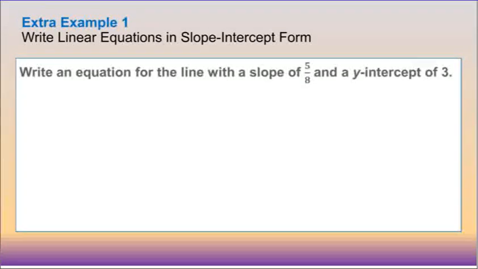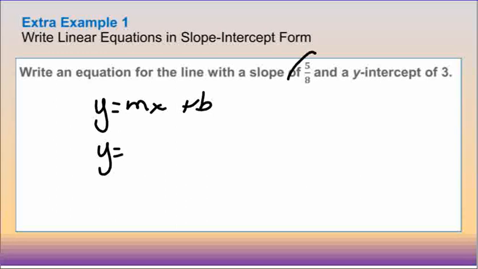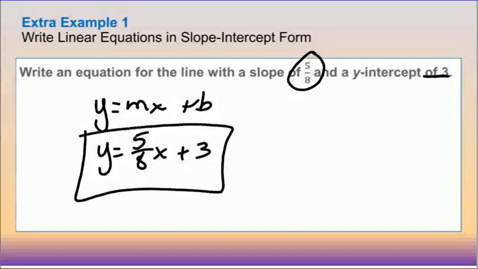Another example, write the equation of this line. So we have y equals mx plus b. Our slope is 5/8, so I have 5/8 x plus the y-intercept of 3. So our equation is y equals 5/8 x plus 3.